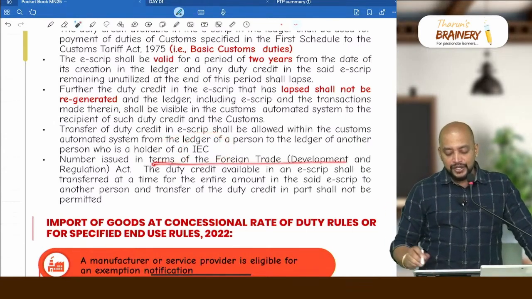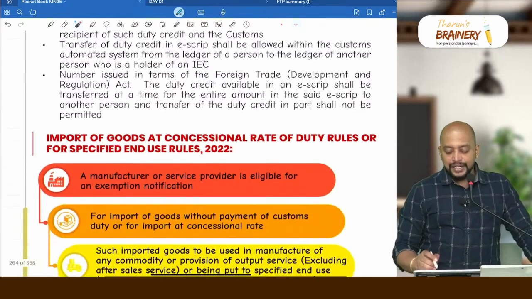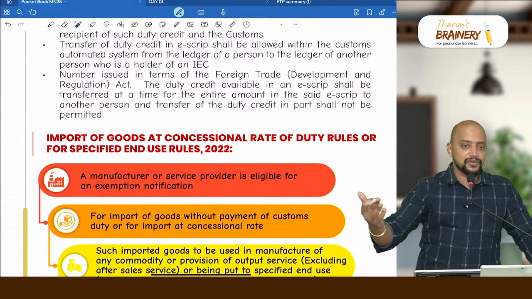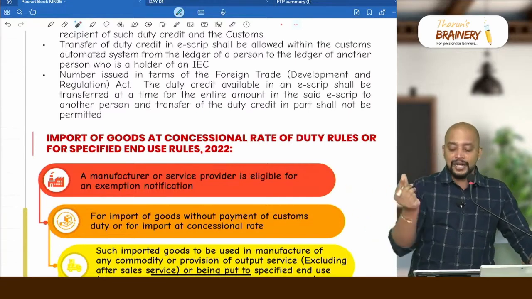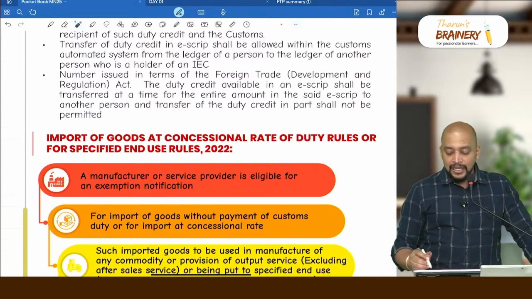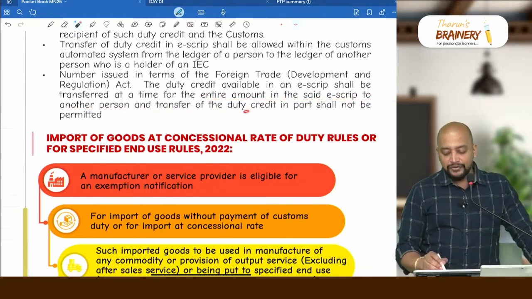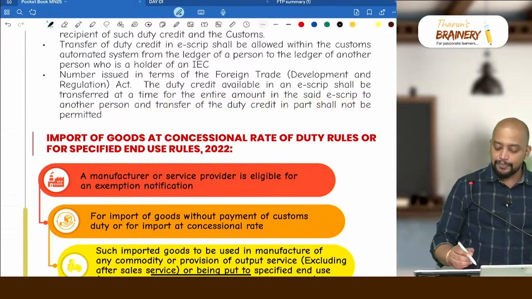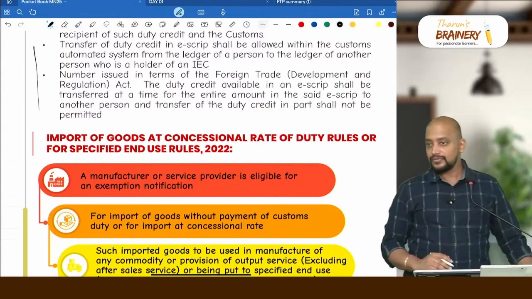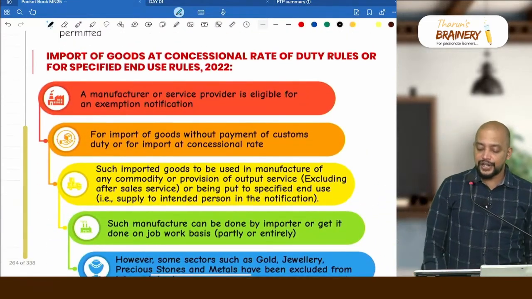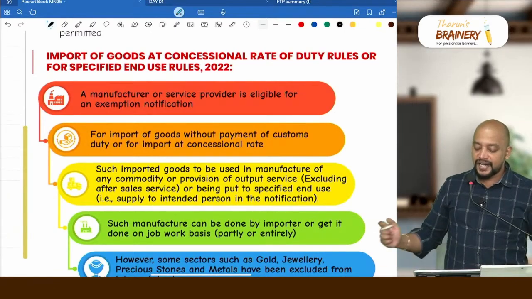Number issued in terms of FTP. The duty credit available in e-script shall be transferred at any time for the entire amount. Part cannot be transferred, the entire script can be transferred. Part or some unutilized amount alone cannot be transferred, because the entire amount in the said script is to be transferred, and transfer of duty credit in part shall not be permitted. Okay.